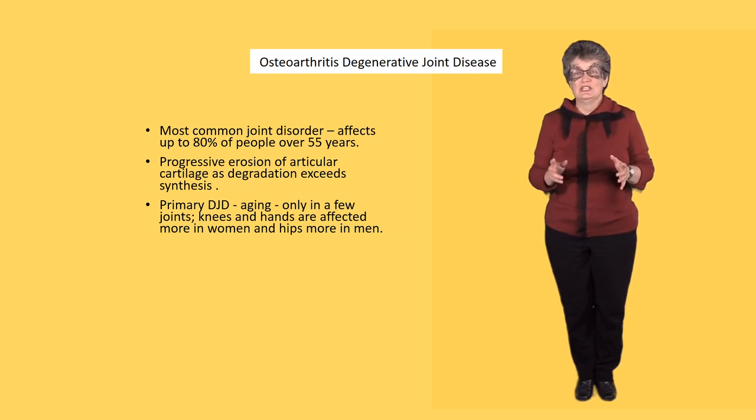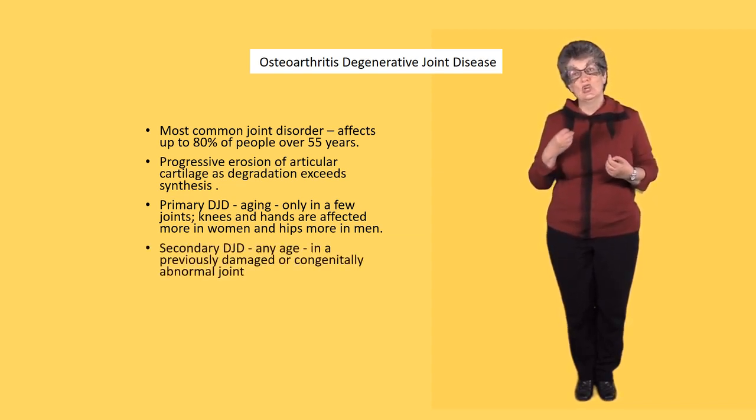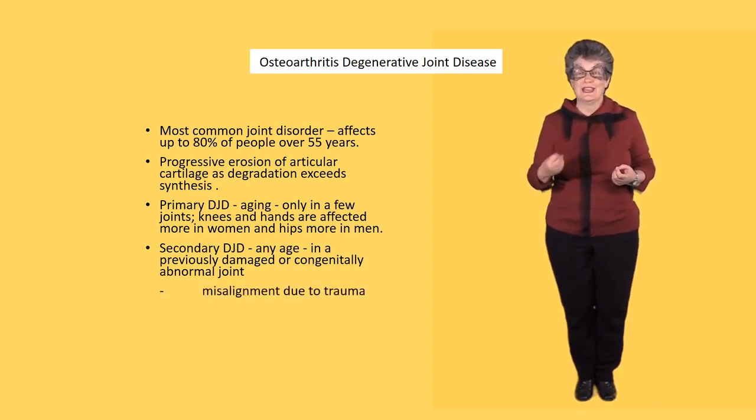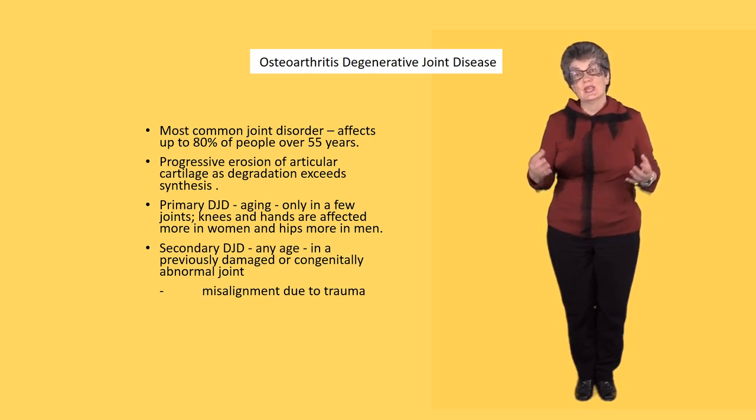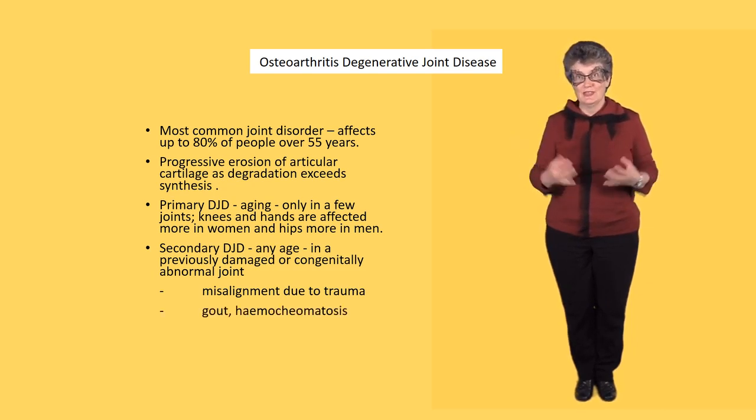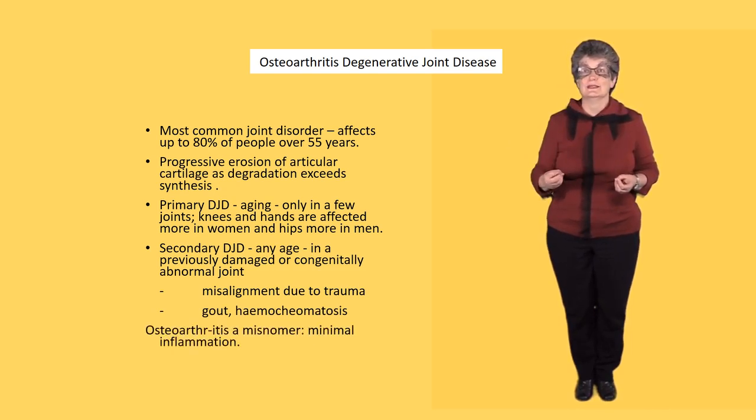In secondary degenerative joint disease, it can occur at any age, and it occurs in previously damaged or congenitally abnormal joints. For example, if someone has really bad knee trauma, they're at risk of secondary osteoarthritis in there. If someone has gout and has crystals deposited in those joints, then they're at increased risk of osteoarthritis. Similarly with hemochromatosis.